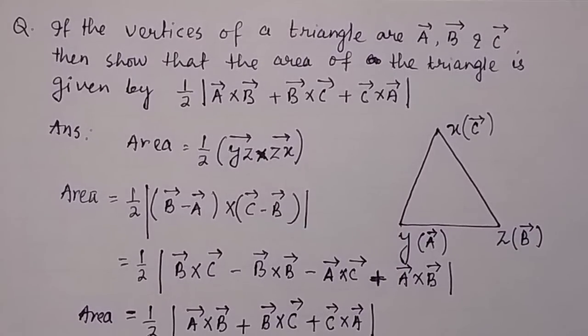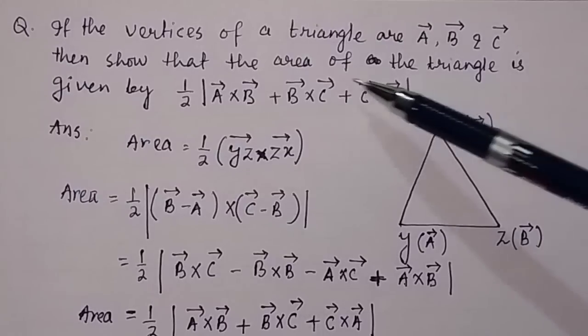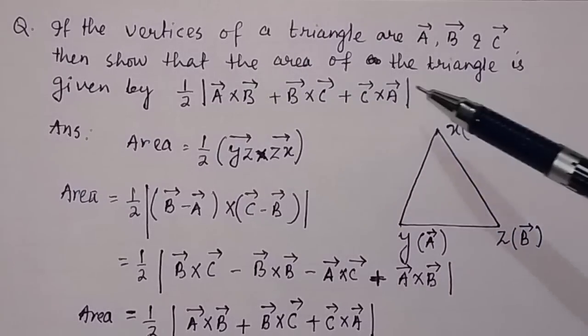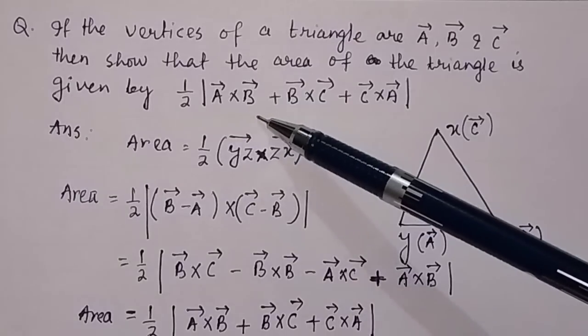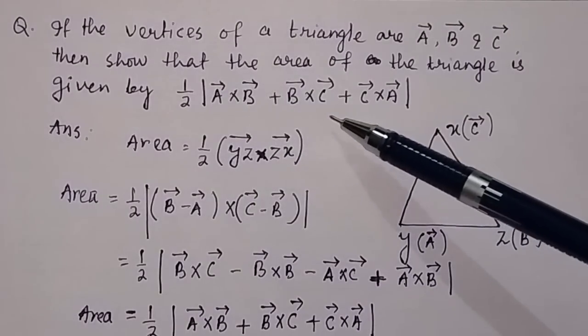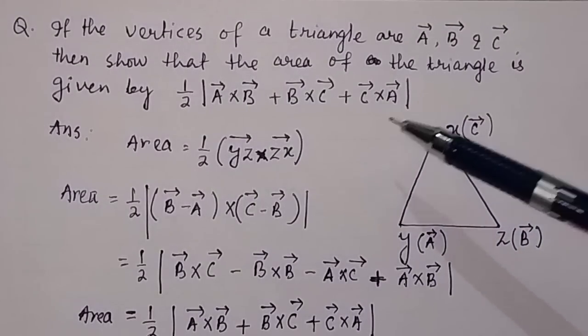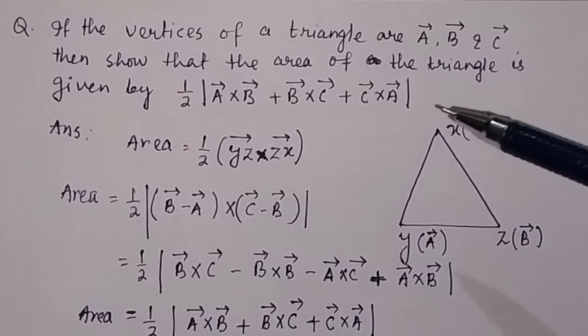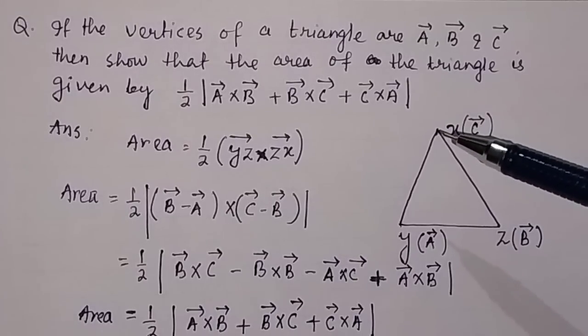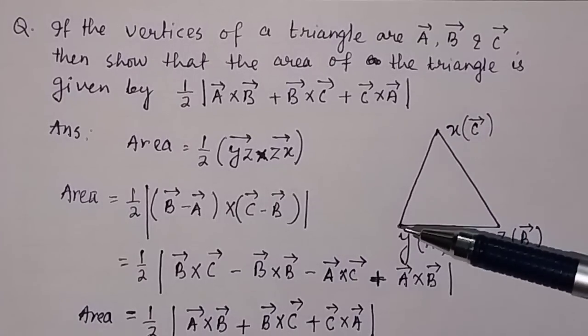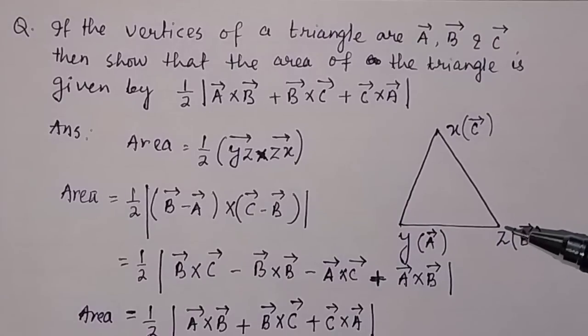If the vertices of a triangle are A, B, C, then show that the area of the triangle is given by half of A cross B plus B cross C plus C cross A. You have to prove this. Suppose this is the vertex of a triangle X, another vertex Y, the third vertex is Z.